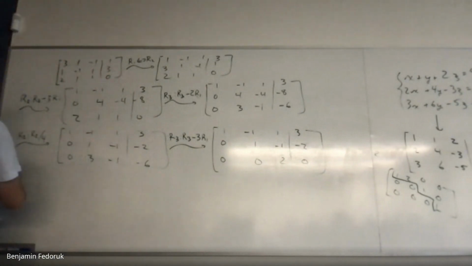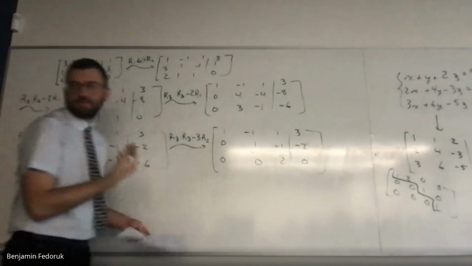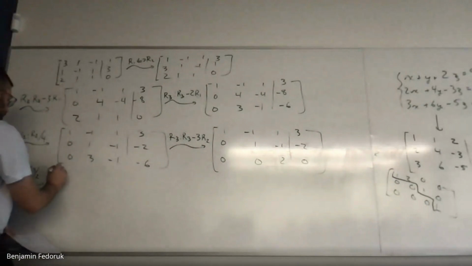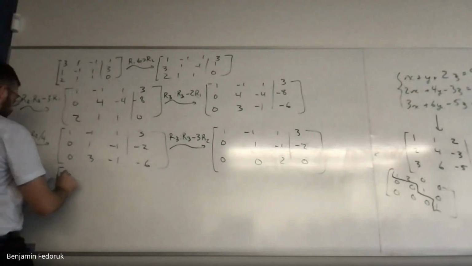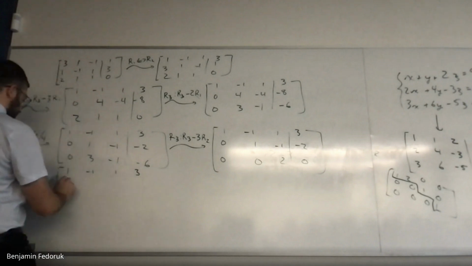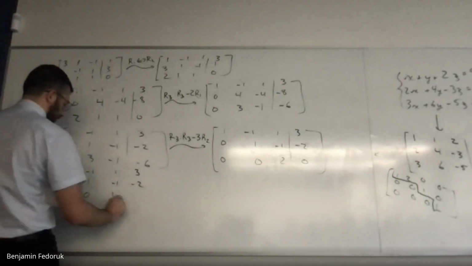And then the next step is going to be row 3 gets row 3 over 2. So I'm just going to divide that bottom row by 2. Yep. Can that be R2 instead of R1? Yep. Good catch. I did it, I just wrote the wrong thing. So last step here, 1, minus 1, 1, 3, 0, 1, minus 1, minus 2, 0, 0, 1, 0.